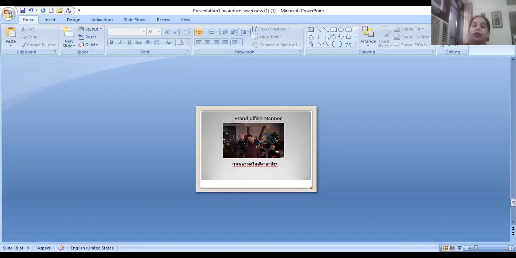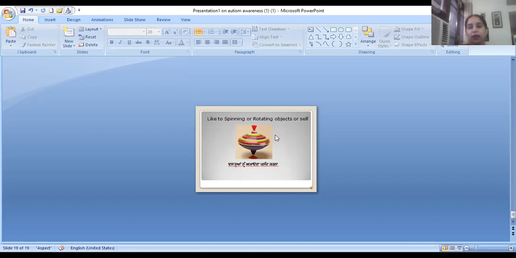Standoffish manner. Here you can see in the picture the adult with autism standing in a very inappropriate way. So he can stand or sit in a standoffish manner. He can enjoy spinning and rotating objects. We have learned about that, but he also enjoys spinning himself too.